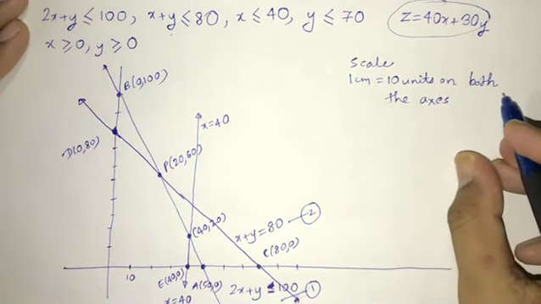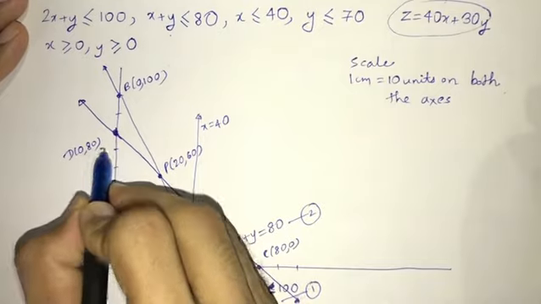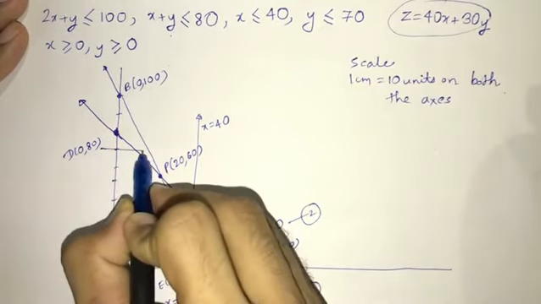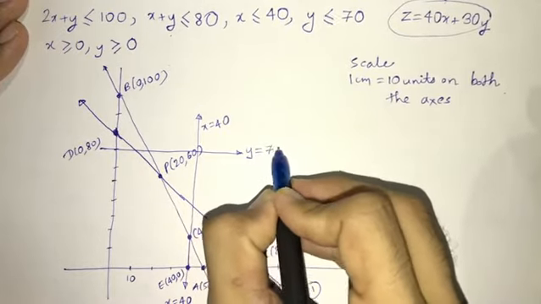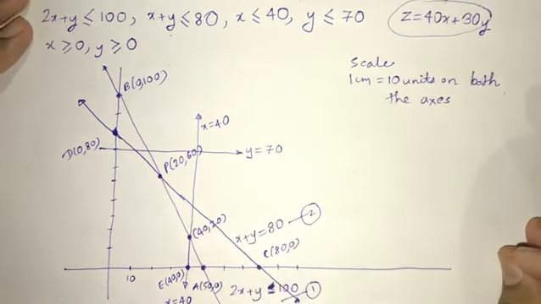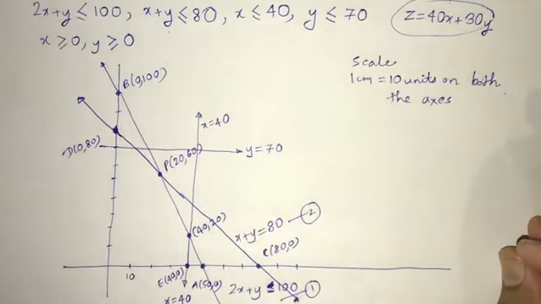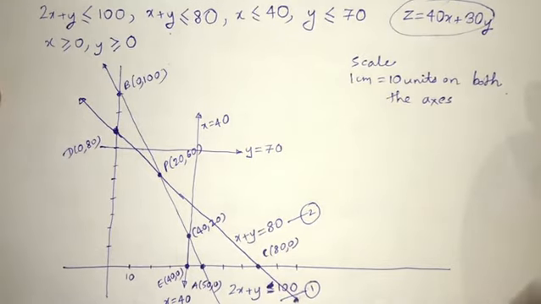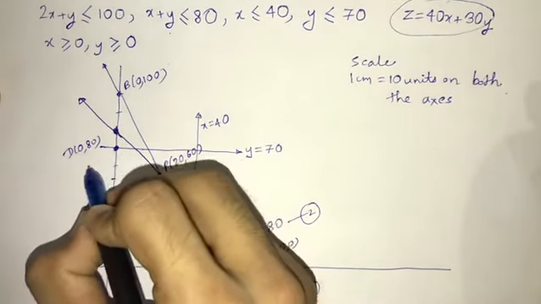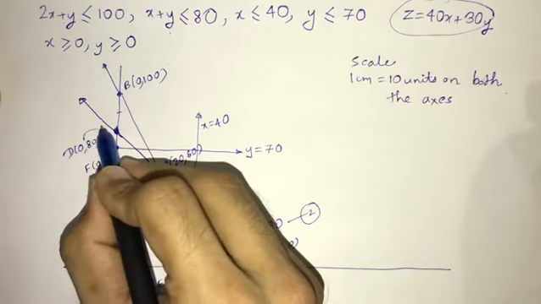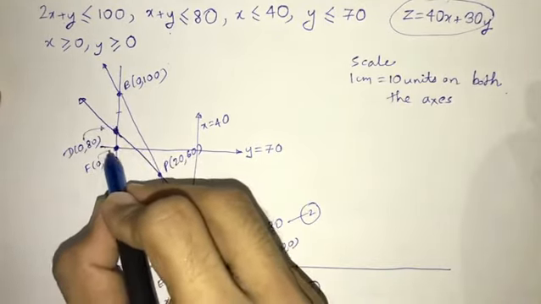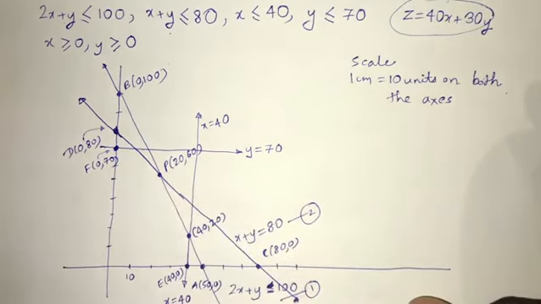Then we have y is 70, going straight from here. For y is 70, there is a point here. We can say that point is F at (0, 70). D is here, and F will be this point (0, 70).